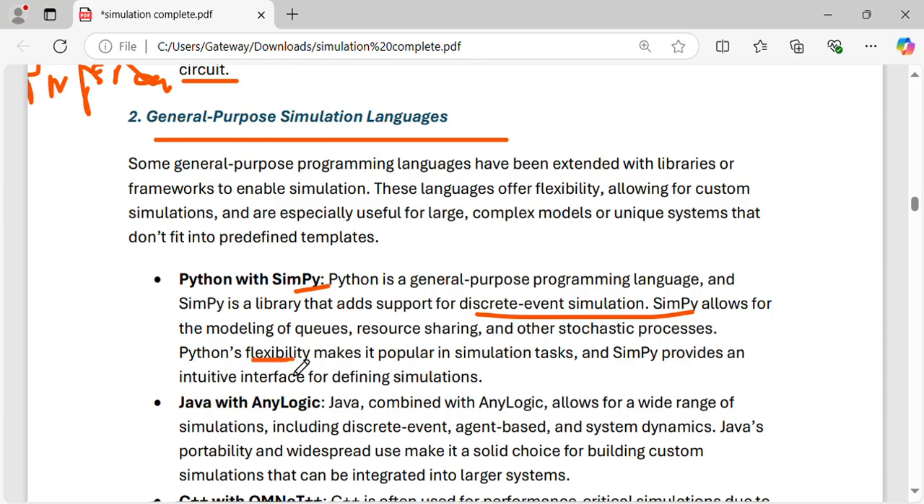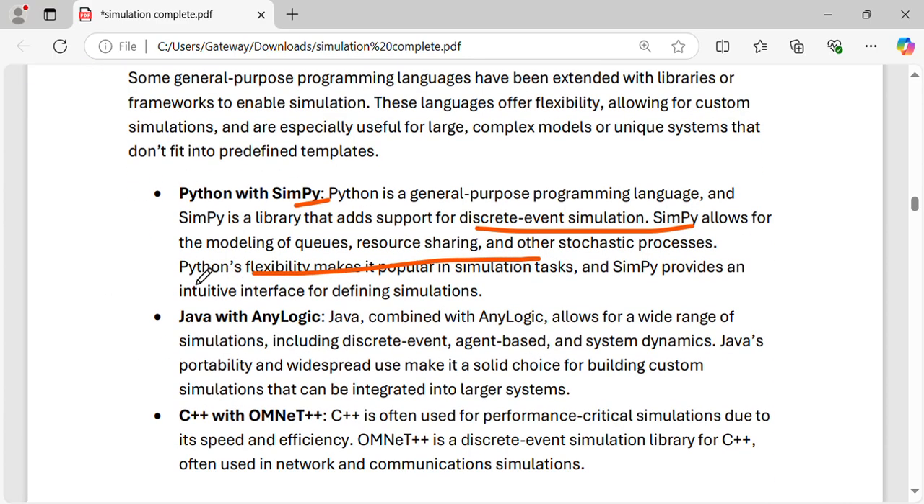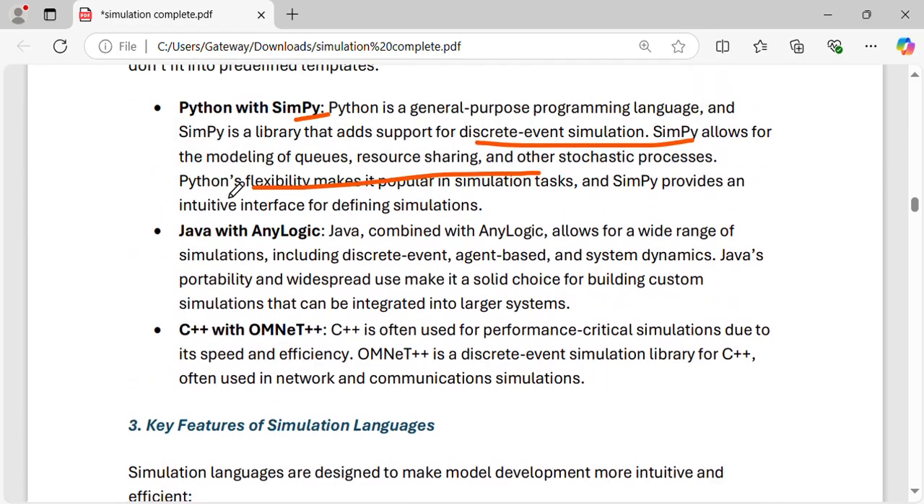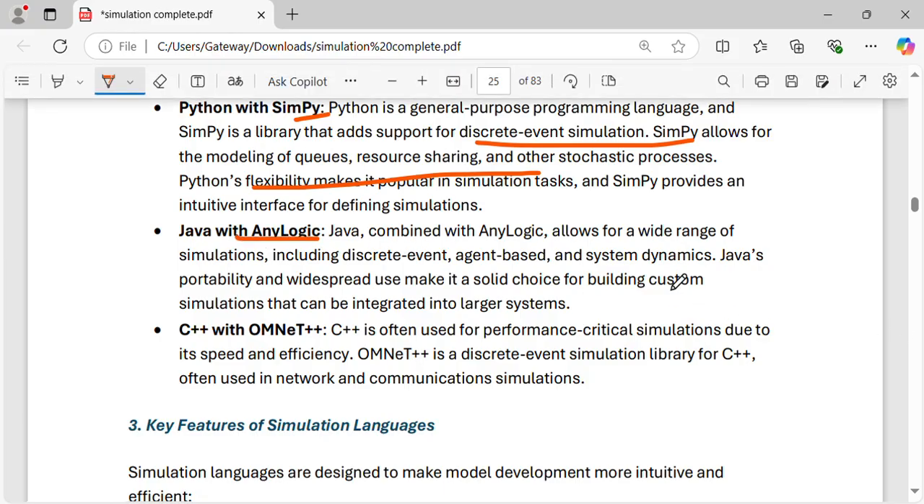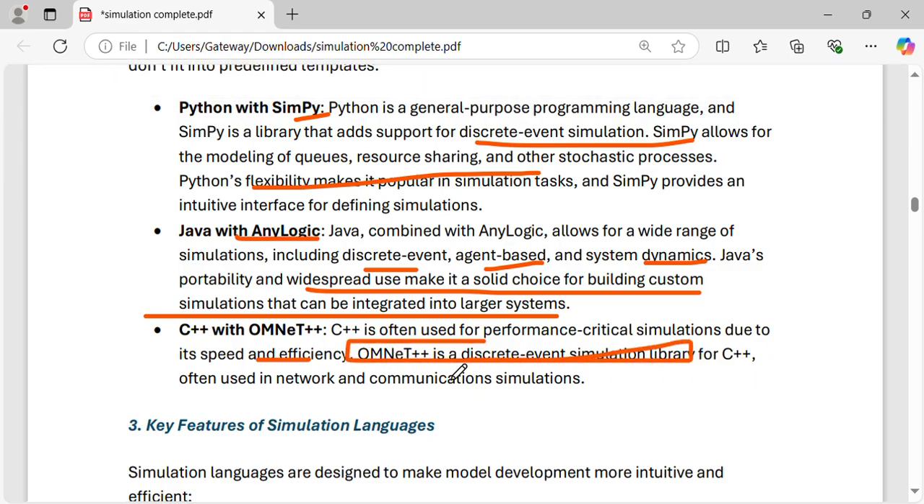Okay, it's really flexible, and most of the time when we're building apps or web applications, we need some kind of simulation. We use SimPy. Java with AnyLogic allows for a wide range of simulations, including discrete, agent-based, and system dynamics. Okay, it's always about change. Java's portability and ease of use make it a good choice for building custom simulations. C++ with OMNeT++ is often used for performance-critical simulations due to its speed and efficiency. It is also a discrete event simulation library for C++. We have Java with AnyLogic and C++ with OMNeT++, right?